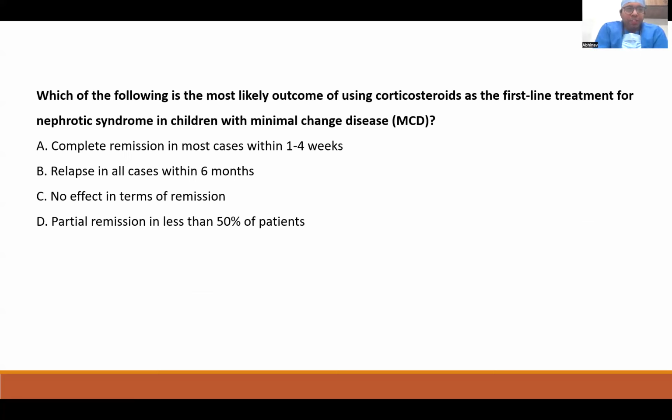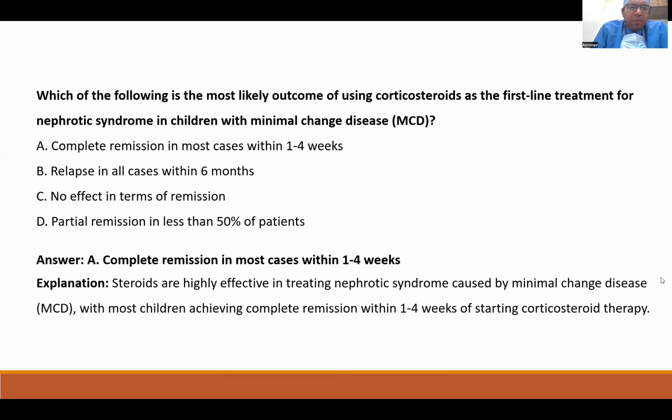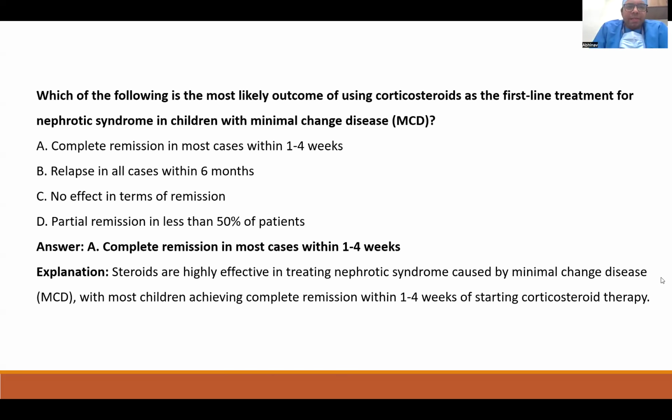Now coming to the next question. What is the most likely outcome of using corticosteroids as a first line therapy for nephrotic syndrome in children with minimal change disease? We all know the most common histological subtype of nephrotic syndrome in children is minimal change disease, which is steroid sensitive nephrotic syndrome. Most of the time in this subset, remission is achieved. We already discussed this in the previous slide.